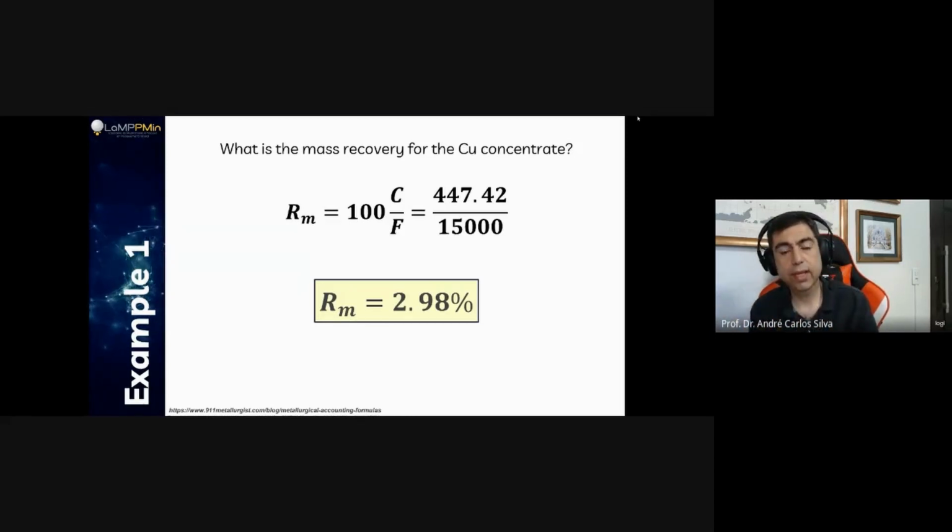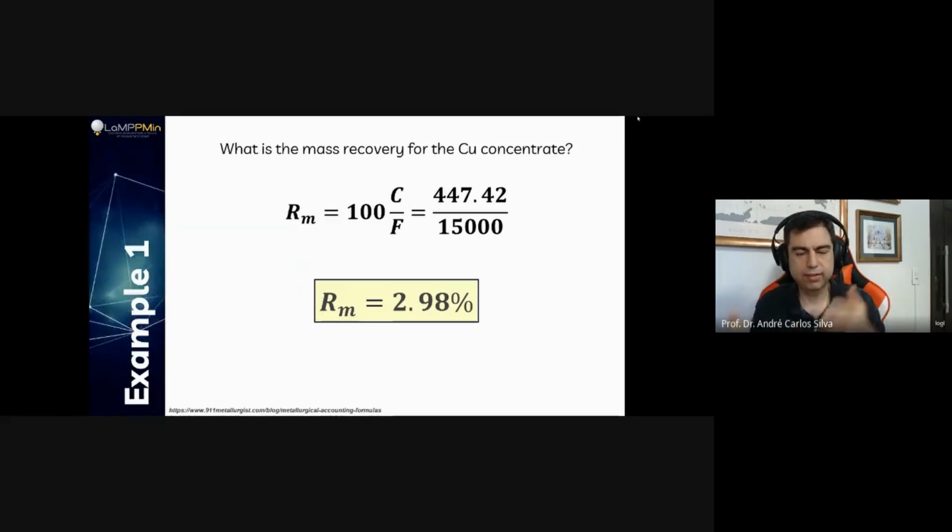85%. When we go to the second number, we could become a little bit sad if we don't know how to read this. What I'm seeing right now is that only 3% of everything that I feed in my tank cell, in my flotation circuit, I'm going to take back as a concentrate. Just 3%. Is this a good thing or not? Yeah, that's a bad thing, because I'm going to have 97% of everything that I feed in my mineral processing plant, specifically my flotation plant, as tailings.